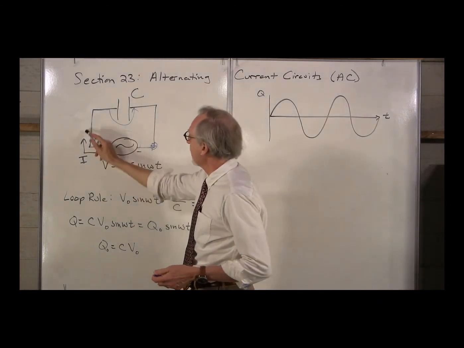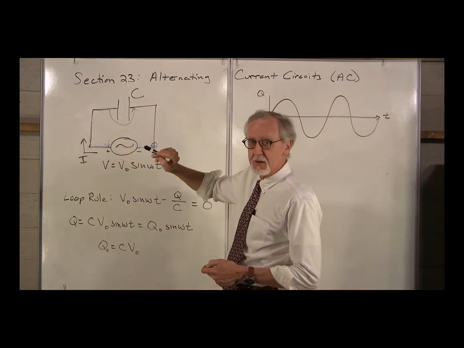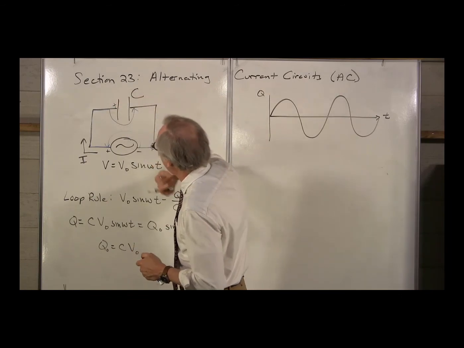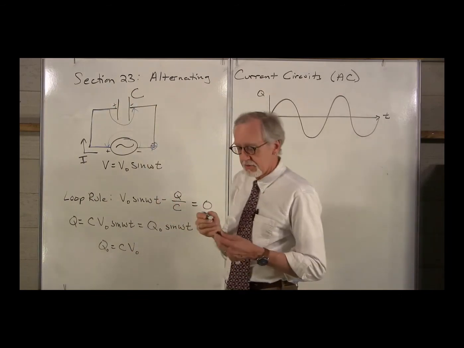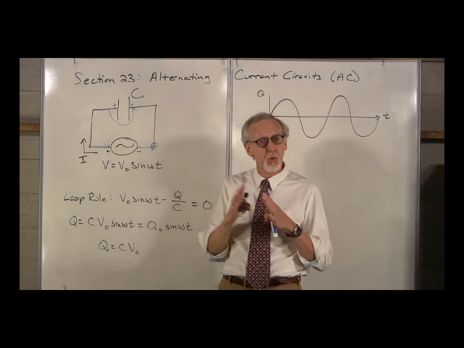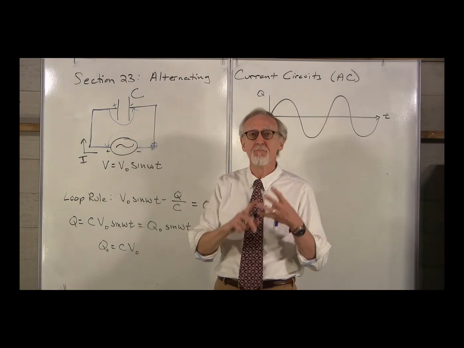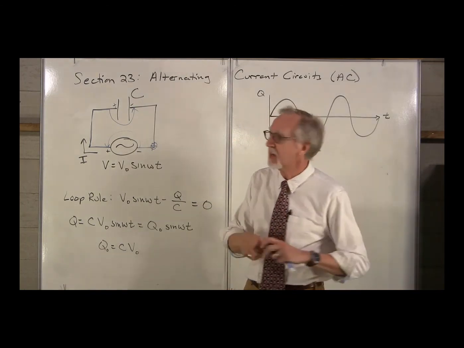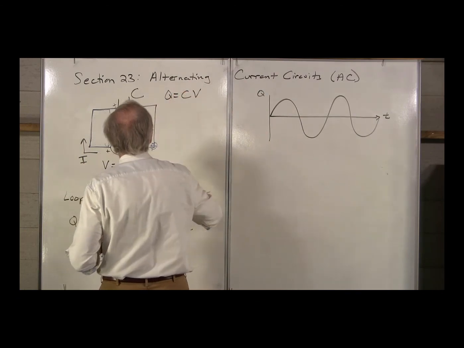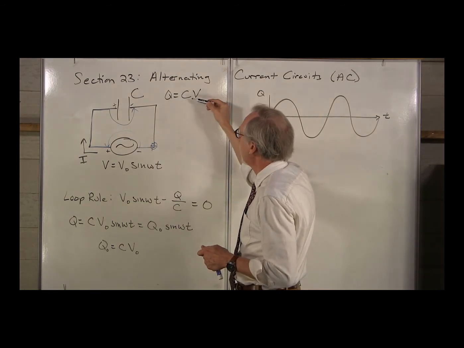We've got a current going up this way, and that's going to charge up the capacitor with a positive charge on the left side, a negative charge on the right side. What's the voltage across a capacitor? Remember, what's the relationship between the charge, the capacitance, and the voltage? Q equals CV. The voltage across the capacitor will then be Q over C.